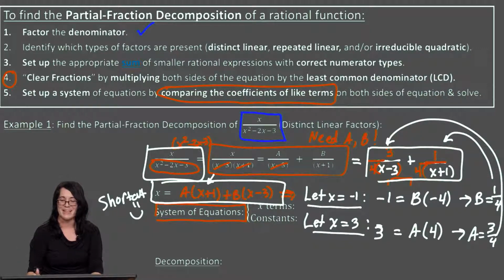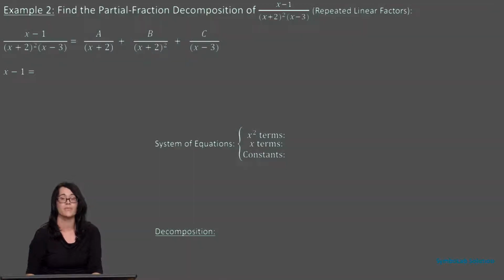Okay. Let's head over to another example with a different pattern. This time we had distinct linear factors, which were just a constant over each factor, but let's see what we have next. In this next example, we're asked to do the same thing. Find the partial fraction decomposition for this big fraction, x minus 1 on top, and they've already done the factoring for us. On the bottom, we have (x plus 2) squared times (x minus 3).